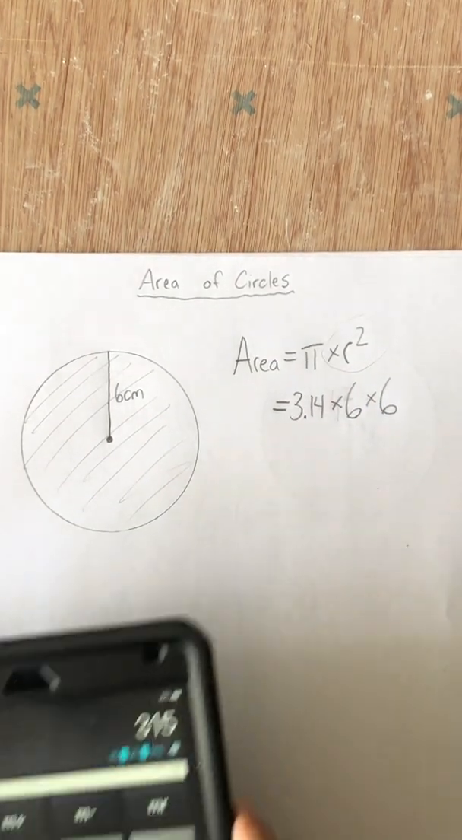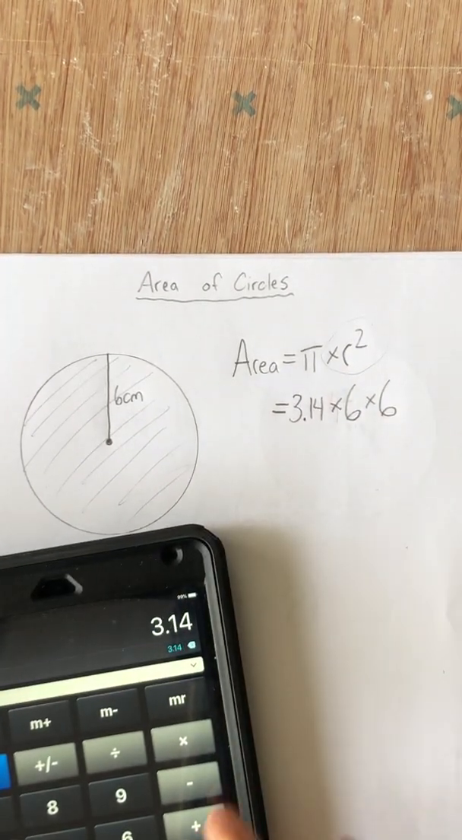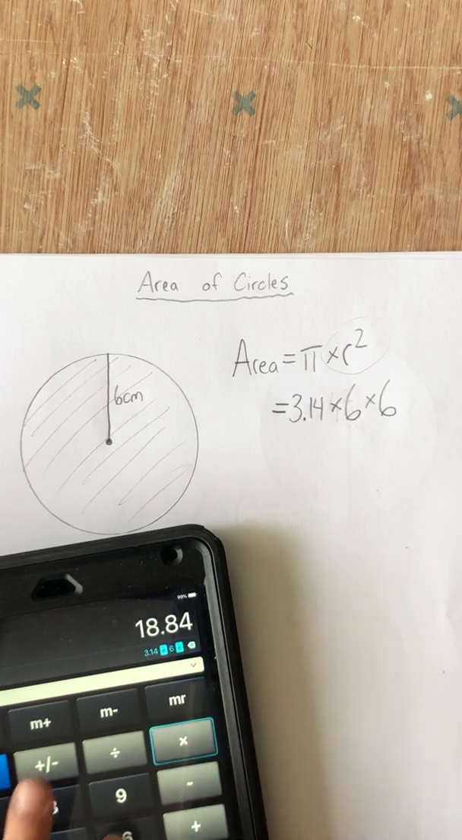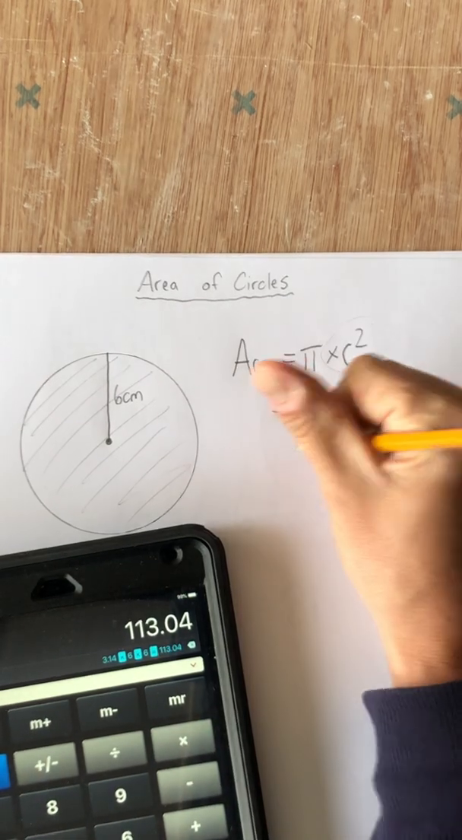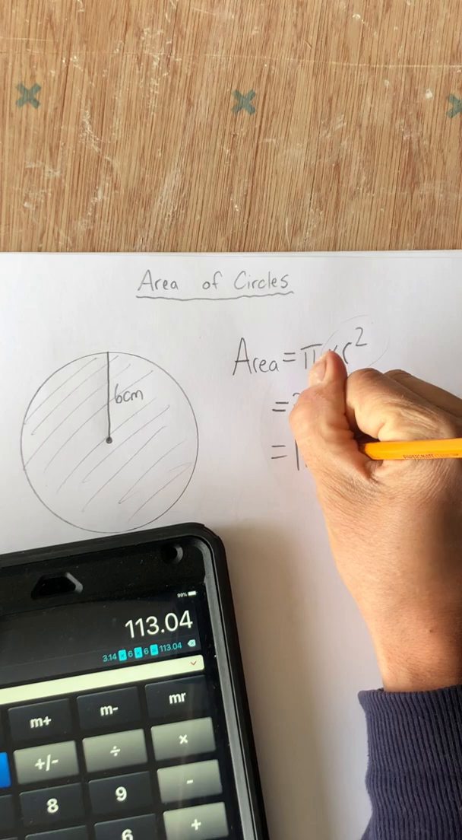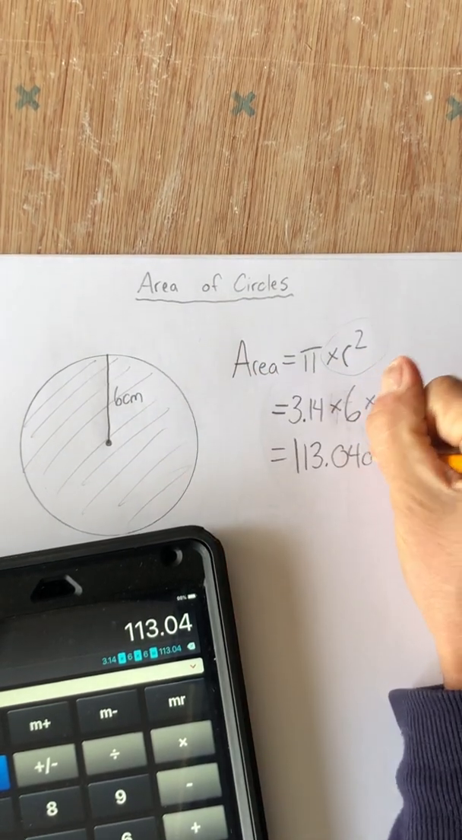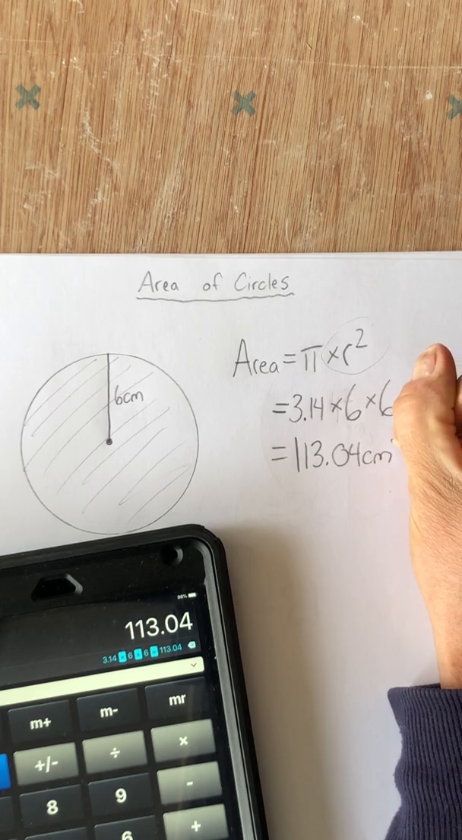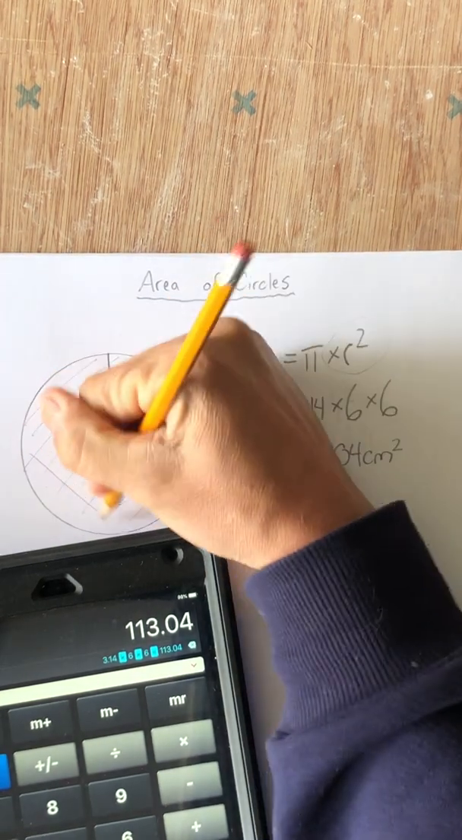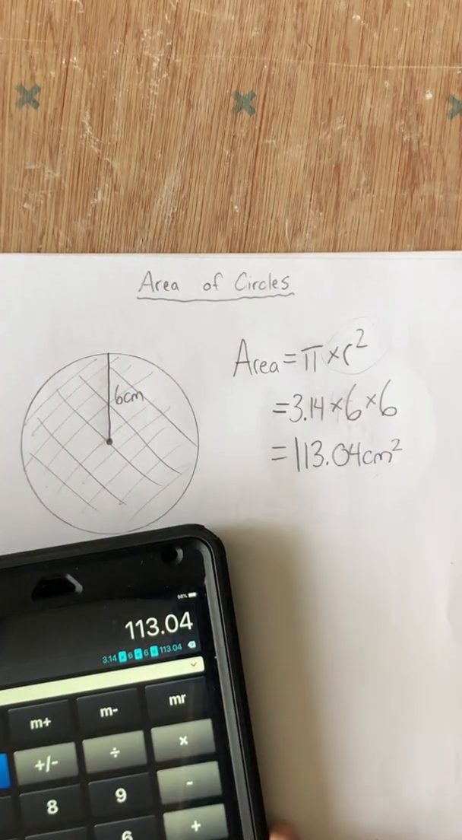And all I do is just plug that into my calculator. So 3.14 times 6 times 6, and there's my answer. It's 113.04 centimeters, but we're talking about area, so remember it's centimeters squared because we're talking about this whole area here.